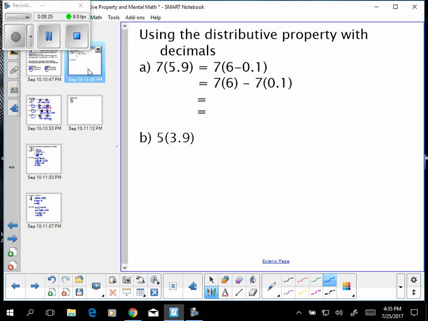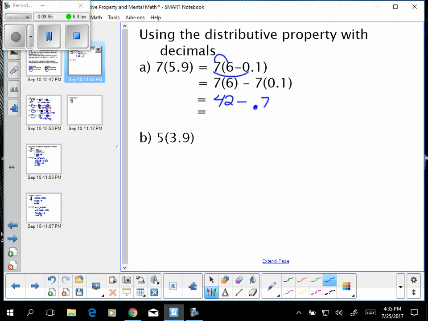Sometimes you're going to be asked to do it with decimals, and this can sometimes be a little trickier, but we can do it. If we think of 5.9, that's really 6 take away a 0.1 or subtract a 0.1. If I distribute, I'm going to get 7 times 6 and then 7 times 0.1. Well, 7 times 6 is 42, and 7 times 0.1 is going to give me a 0.7.